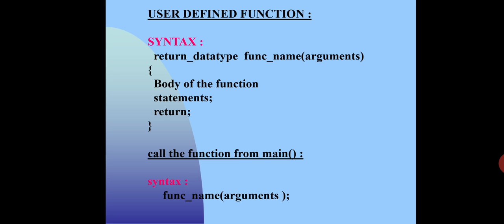Another is how a function can be called from the main function. What will be its syntax? Whenever the function is called from the main function, it will be the function name and its arguments followed by a semicolon. This is the syntax of the user-defined function and how it is called.